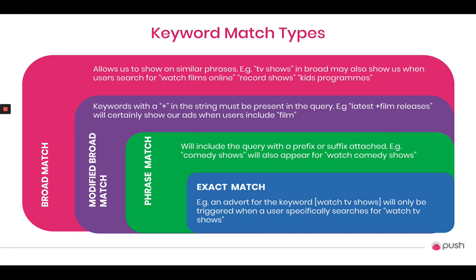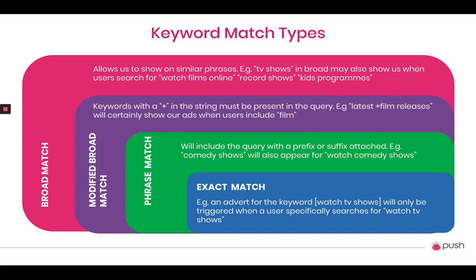Then you have the modified broad match, so you put a plus before each word that you're telling Google, I don't mind what other keywords appear in the search phrase, but it has to contain this word or these words in there in any order. Then you have the phrase match, which says it's these words in this order. You can have other words before or after. So the word comedy shows, you can have watch comedy shows, and you can appear for that term, as long as comedy shows is in that order and shows and comedy are not reversed.